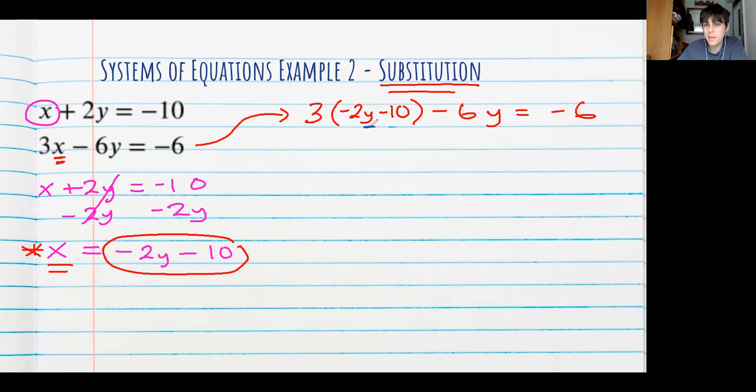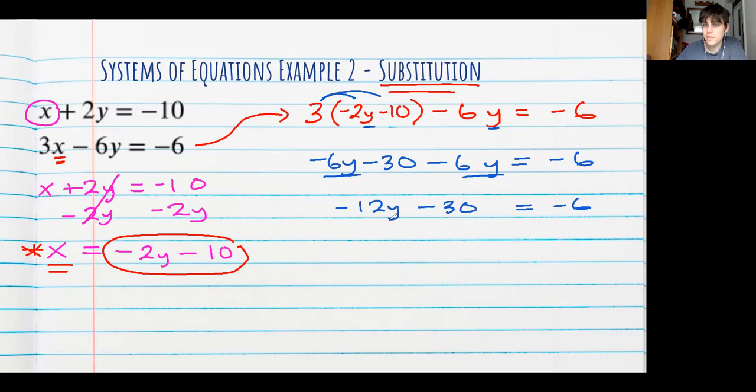This equation now only has y as a variable in it, so we can solve and figure out a number for y. So distribute. We have this coefficient out in front that's multiplied, so we need to distribute that. That becomes -6y minus 30 minus 6y equals -6. I'm going to combine like terms here. So I have -6y and -6y. That's going to be -12y minus 30.